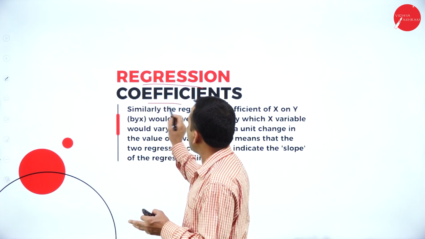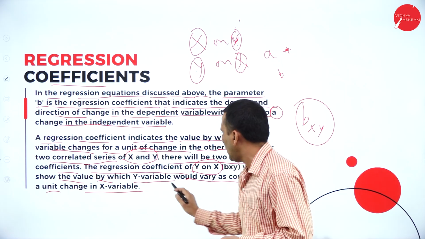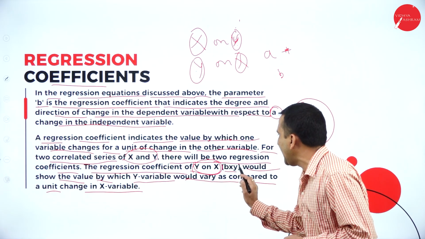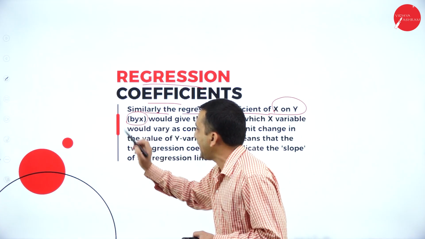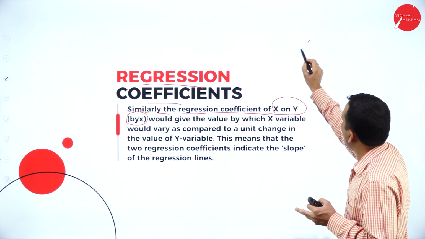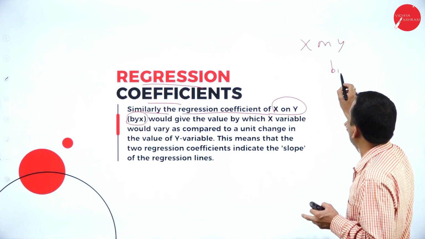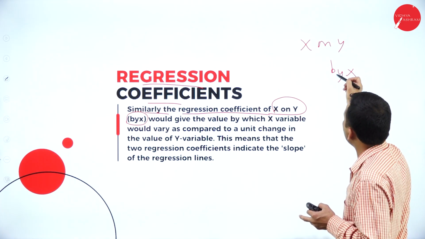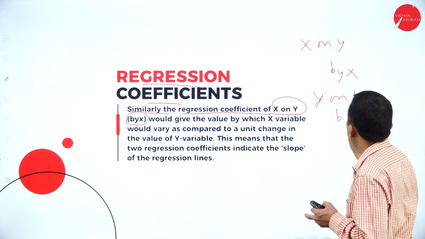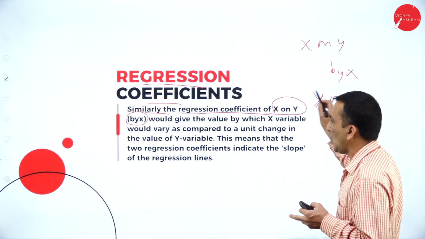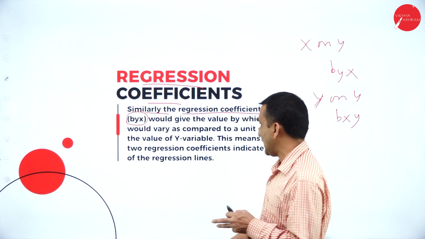Similarly, the regression coefficient of x on y. So y on x we write bxy, and x on y we write byx. That is the coefficient value. At the time of problem solving, you need to depend on this value, so that is very important.